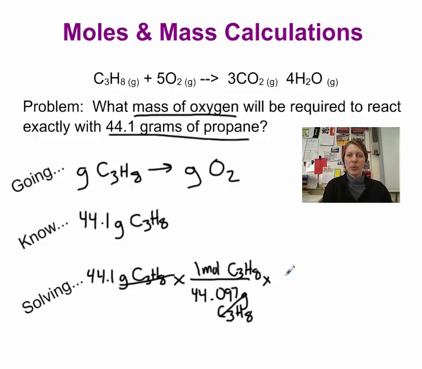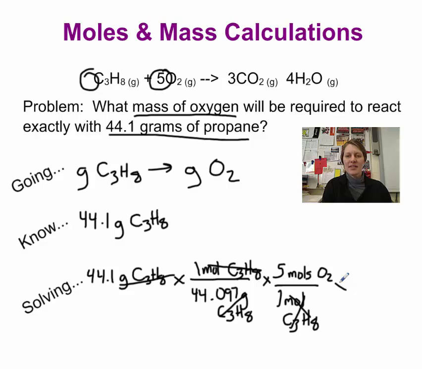So now I am in moles of propane, and I need to go to moles of oxygen. So I'm going to look up at the equation for my mole ratio. I have 1 mole of propane, and that's going to convert into 5 moles of oxygen. And once again, I wrote it like this so my units, moles of propane, would cancel out with moles of propane.